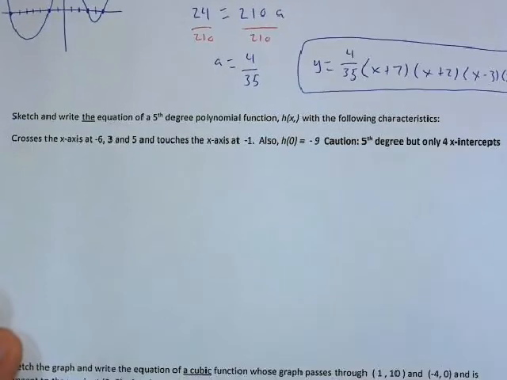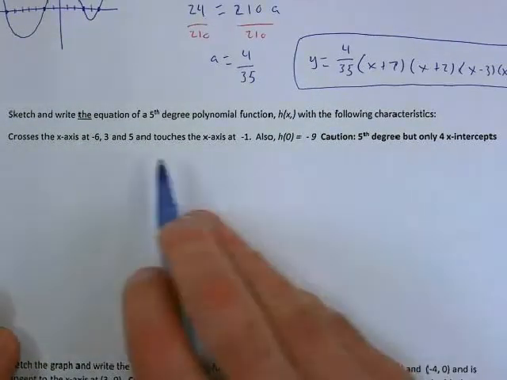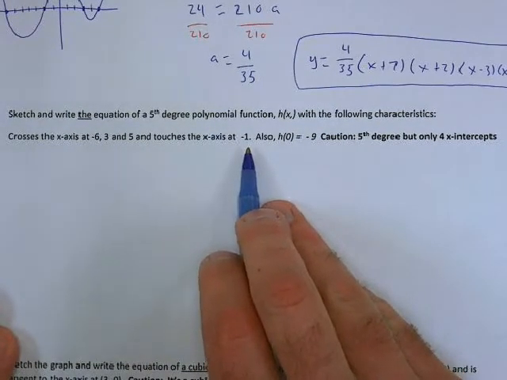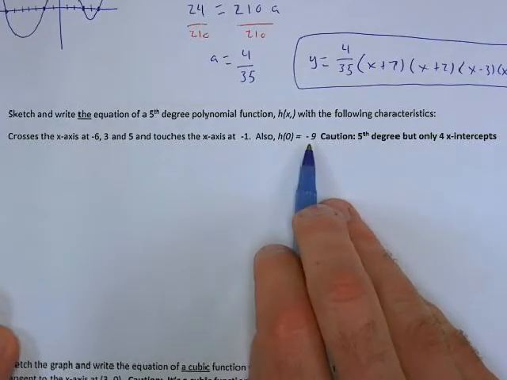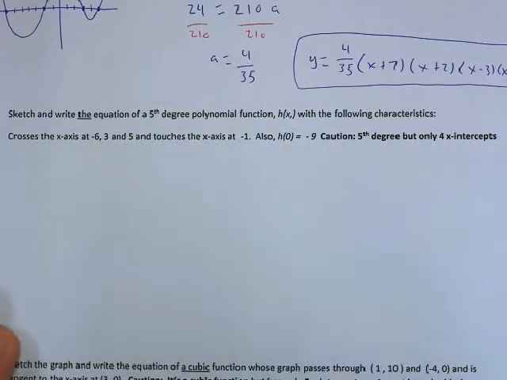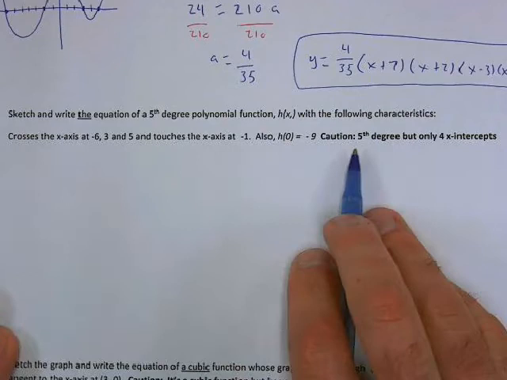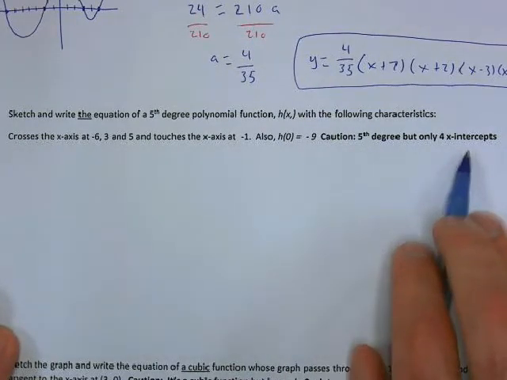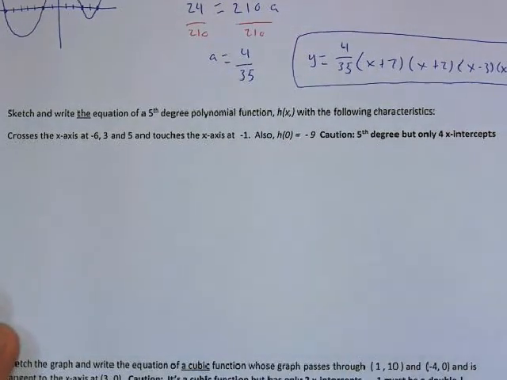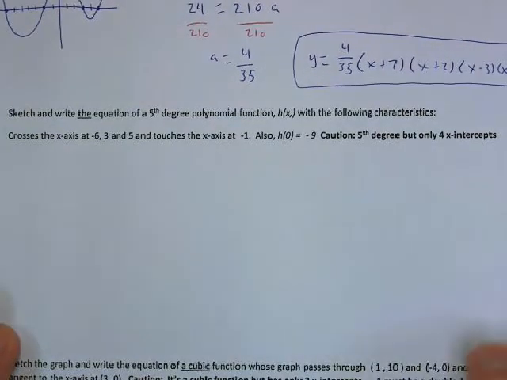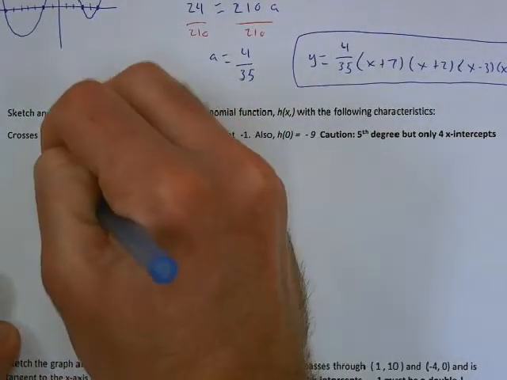Okay, so in other words, it's going to bounce at -1. Also, h of 0 equals -9. So that's the y-intercept. All right, and then like it says, caution, it's a 5th degree, but there's only 4 x-intercepts. Well, that's because one of them bounces, so one of them is going to be squared. All right, so let's get our sketch first.